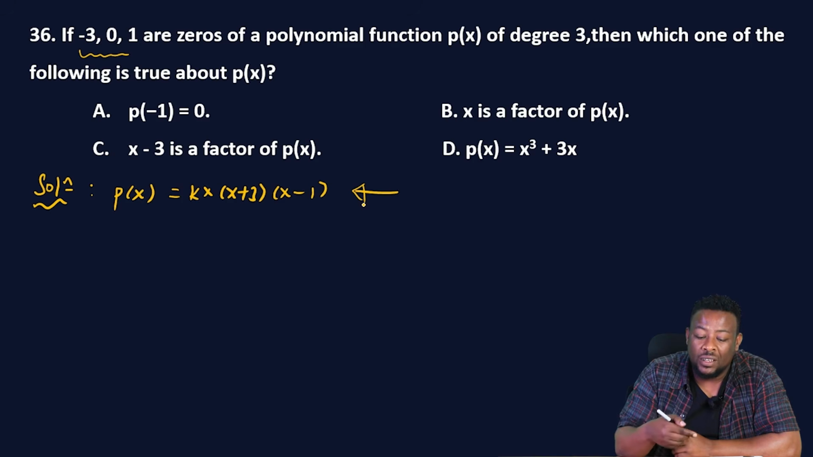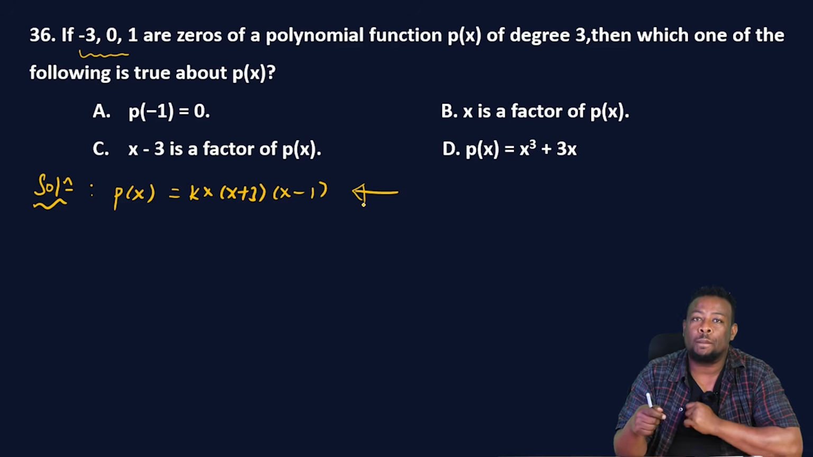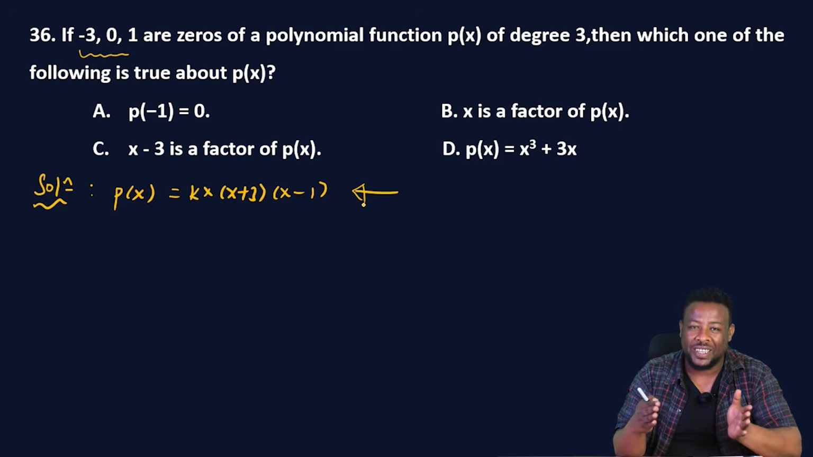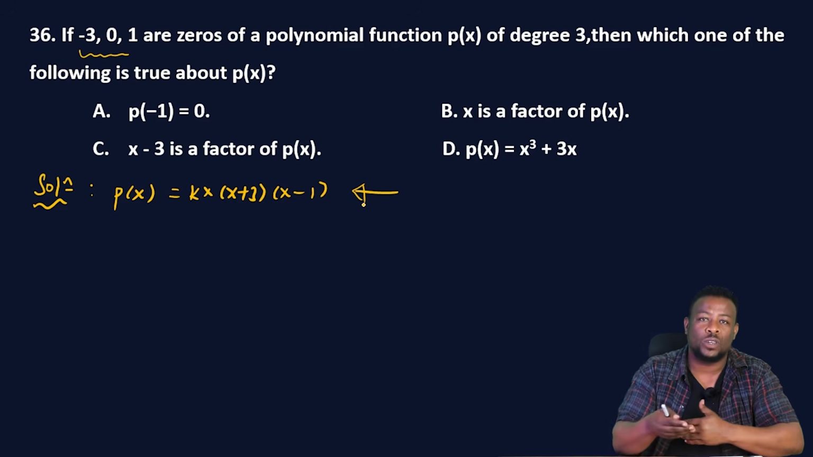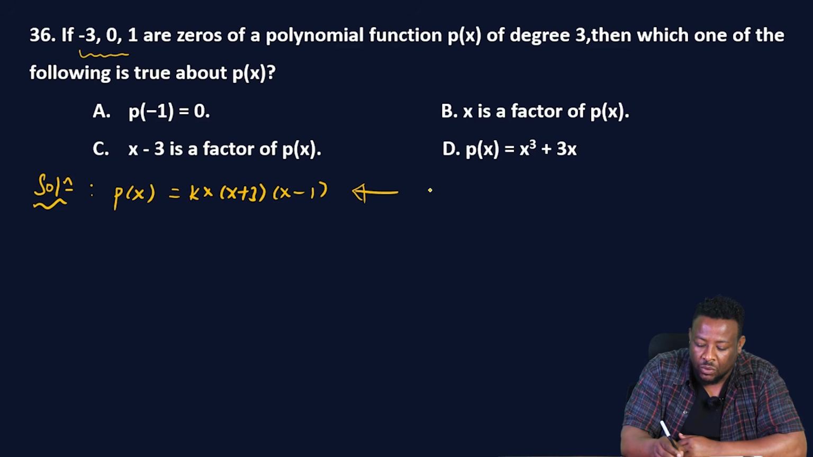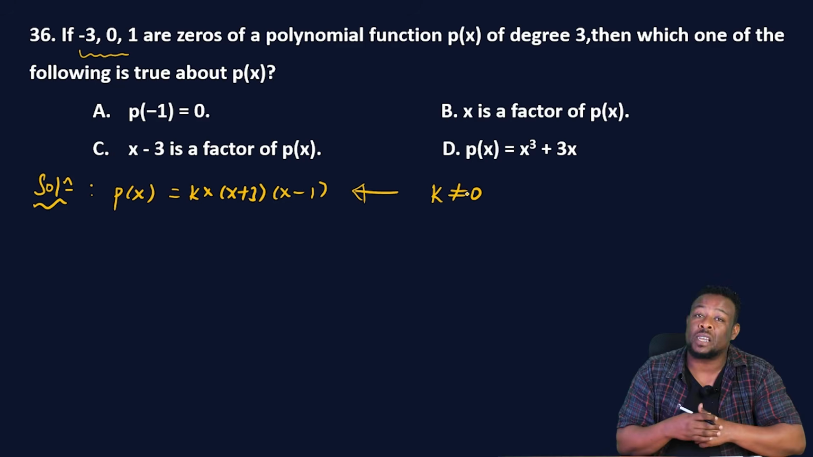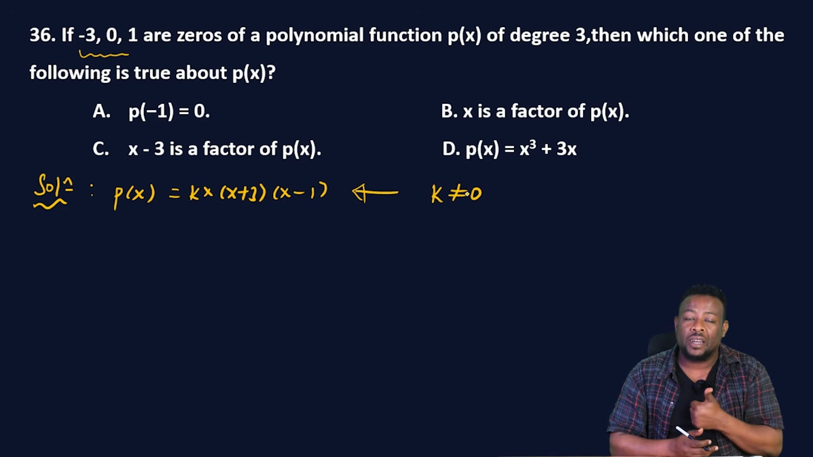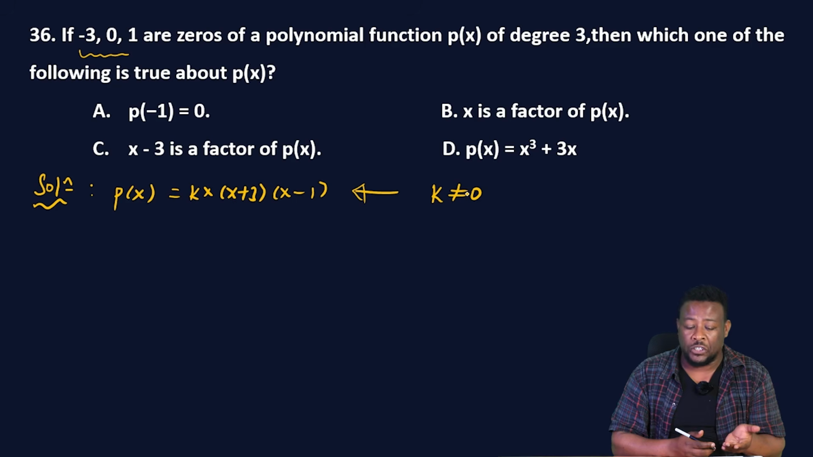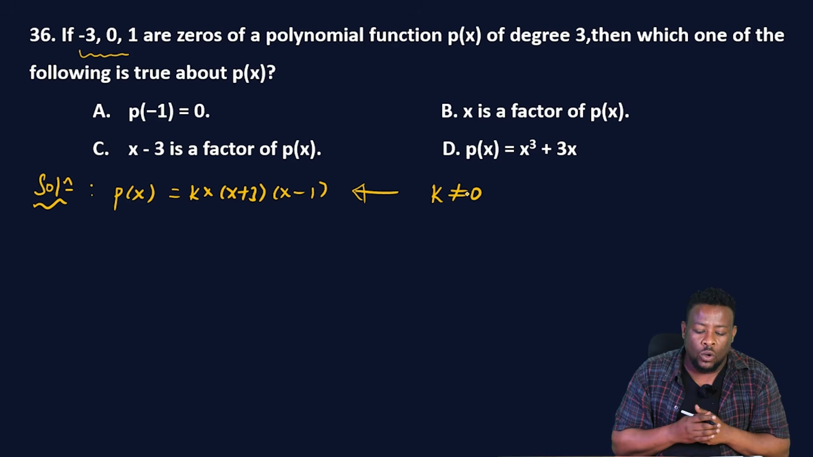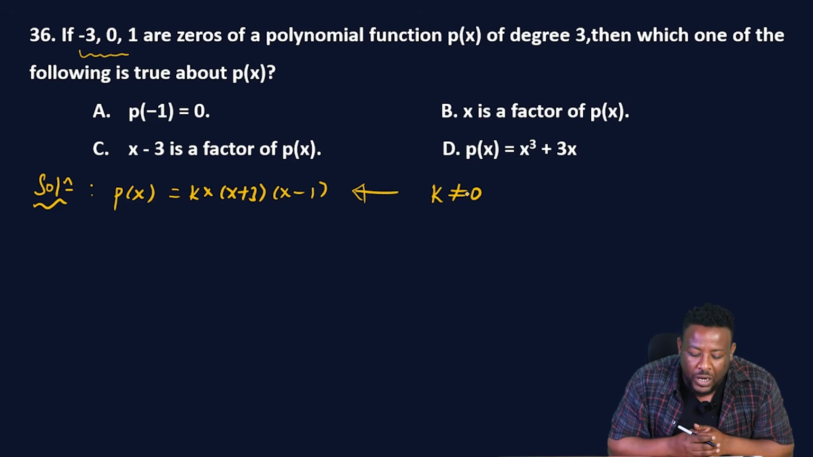-3, 0 እና 1 the zeros of a polynomial ናቸው ከተባልን, x plus 3, x and x minus 1 will be the factor. So this polynomial can be written as a product of these linear factors and some constant k where this k is non-zero. Okay, እንደዚህ አድርገን መጻፍ እንችላለን ማለት ነው። እዚህ ጋር kን determine ለማድረግ we need to have one more information but we don't need it here. So having this information we will try to see which statement is correct.